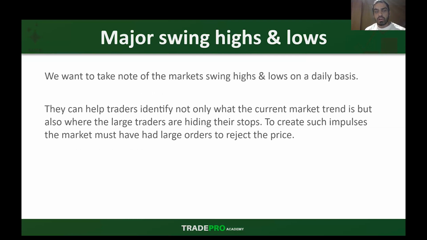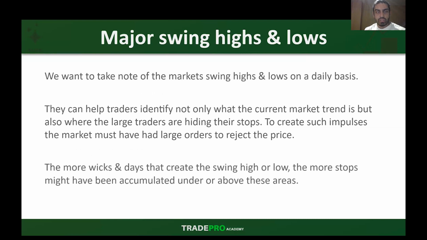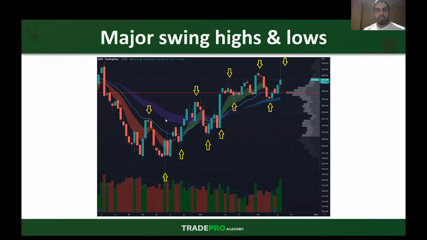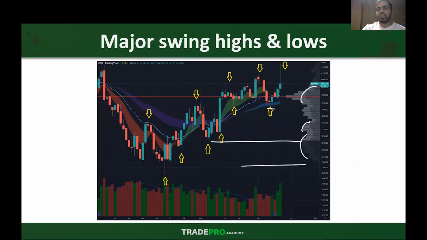To create such impulses, the market must have large orders to reject the price. So the more wicks and days that create the swing highs and lows, the more stops might have been accumulated under or above these areas. So for example, if we take this daily chart on the S&P 500 minis, you can see this is a swing high, you have a swing low here, you have another swing low, this is a swing high. So above this swing high, you're expected to get an expansionary period, so on and so forth. The more you rotate, the larger the break is going to be. Now notice, we have distribution blocks that are present that allow us to find where these compressive periods are. Not to get ahead of ourselves, we're going to be talking a lot about distributions tomorrow.